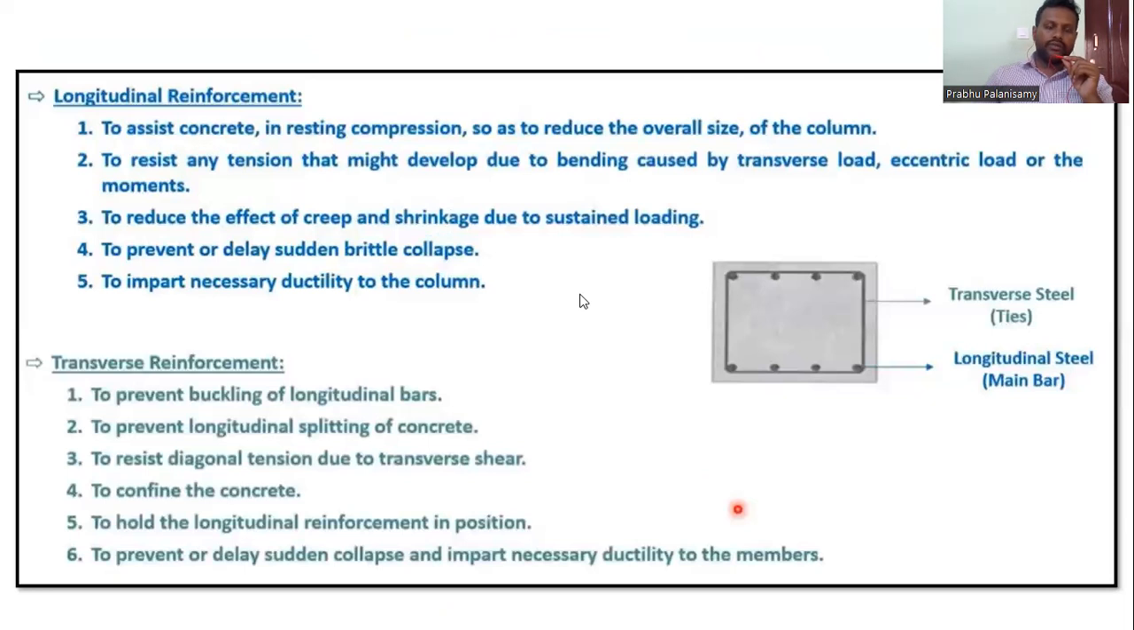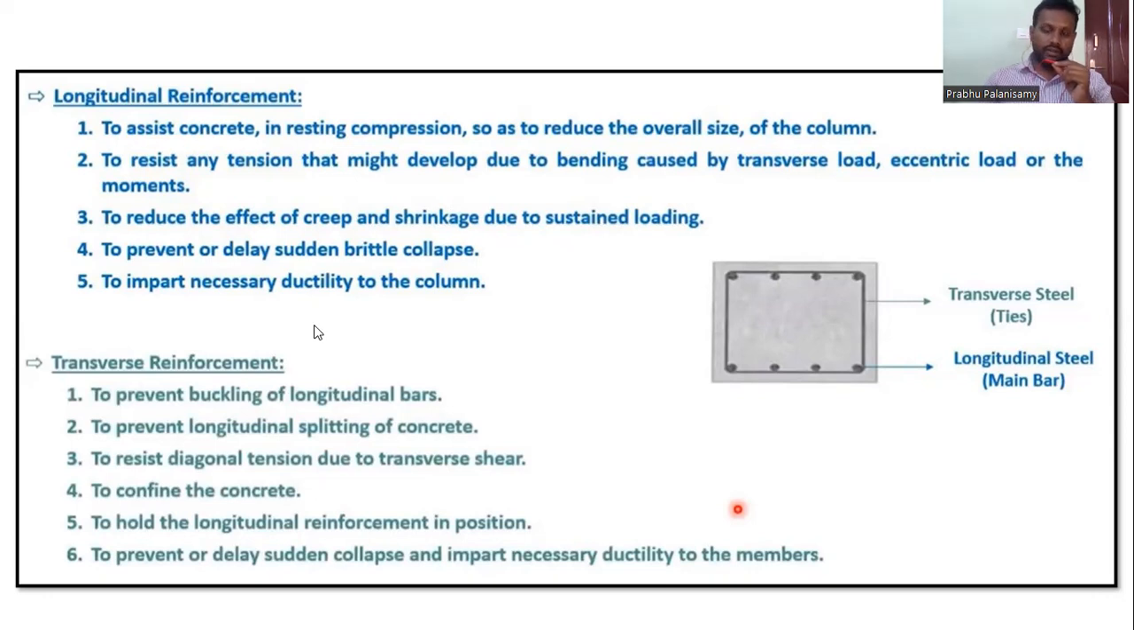The longitudinal reinforcement assists the concrete and resists the compressive load due to the overall size of the column, resists any tension that might develop from bending caused by the transverse load or eccentric load or a moment, and reduces the effect of creep and shrinkage due to the steadiness of loading, to prevent delay in brittle collapse. So these are some of the functions of longitudinal reinforcement, and it imparts the necessary ductility to the material of the column.